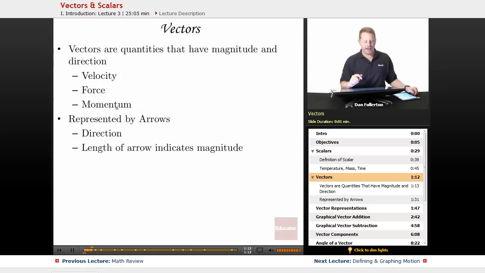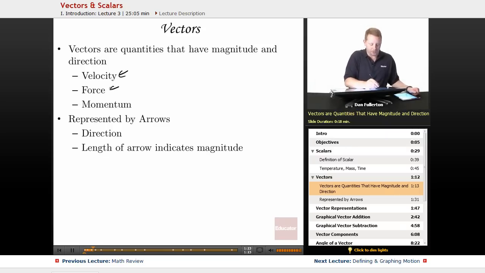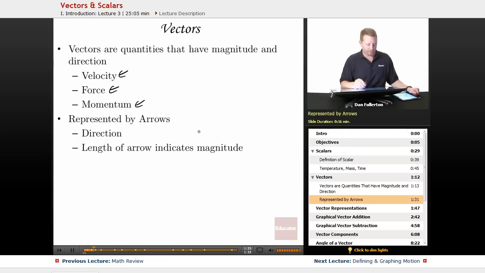On the other hand, vectors are quantities that have a magnitude and a direction. They need a direction to describe them fully. Things like a velocity. You have a velocity of 10 meters per second in a direction. A force. A force is applied in that direction. Or a momentum. You have a momentum in a specific direction. And vectors we typically represent by arrows, where the direction of the arrow tells you the direction of the vector, obviously, and the length of the arrow indicates the magnitude or size. The longer the arrow, the bigger the vector.